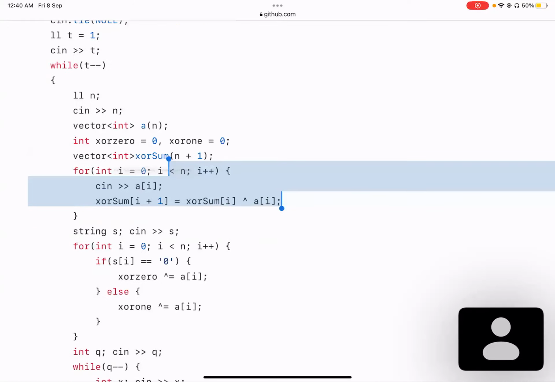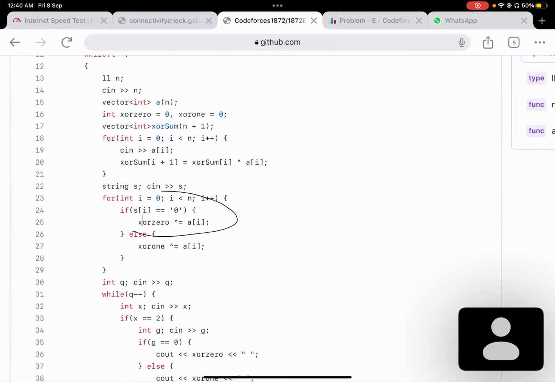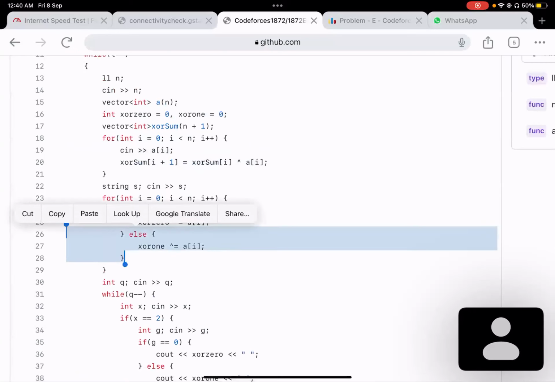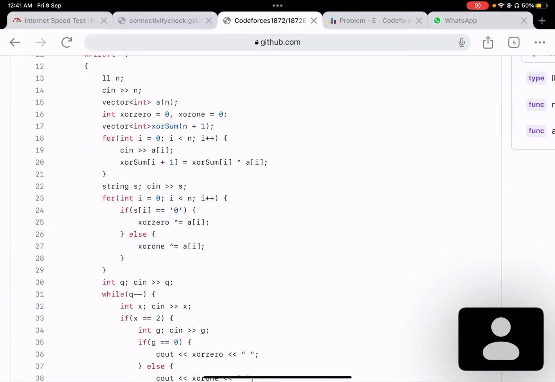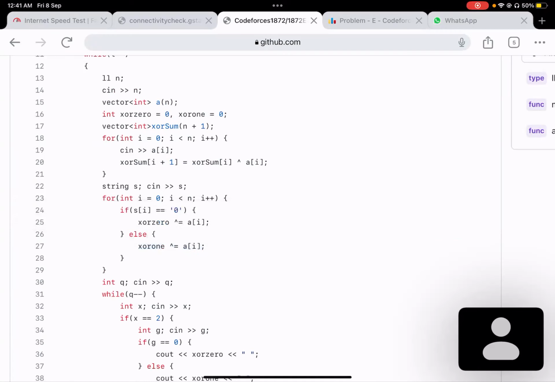Now we have done the pre-computation part, and we are finding the XOR of 0 and the XOR of 1 here, which are the initial values of XOR 0 and XOR 1. All those corresponding indexes which have 0 will contribute to XOR 0, and all those indexes which have 1 will contribute to XOR 1.